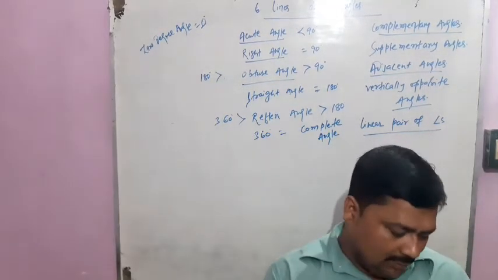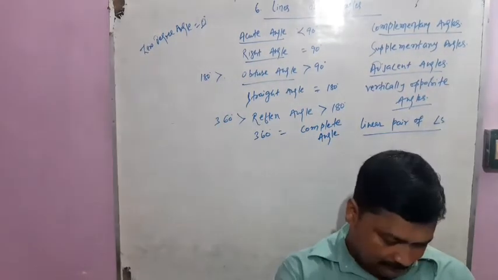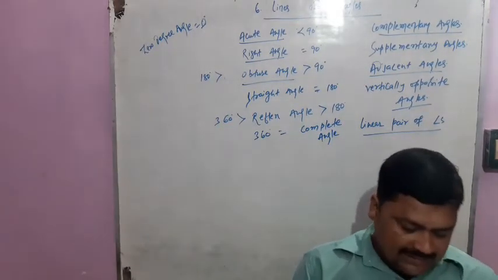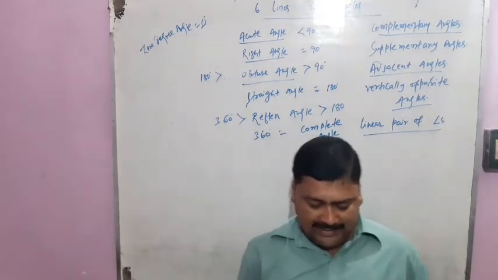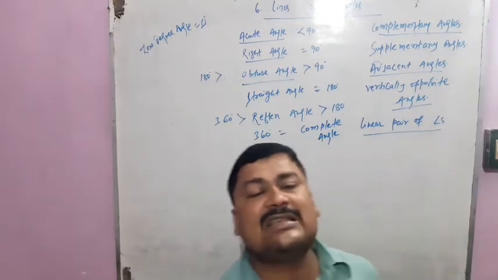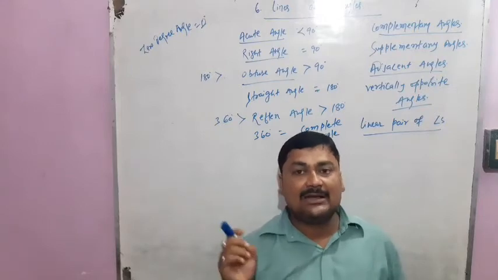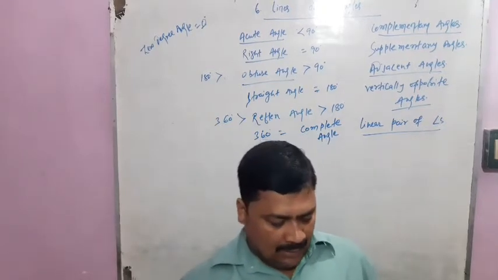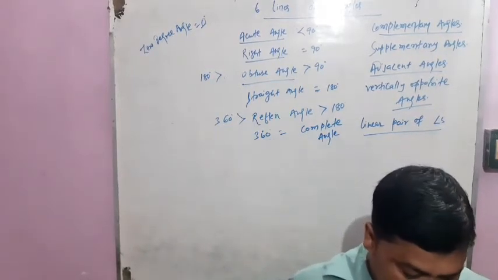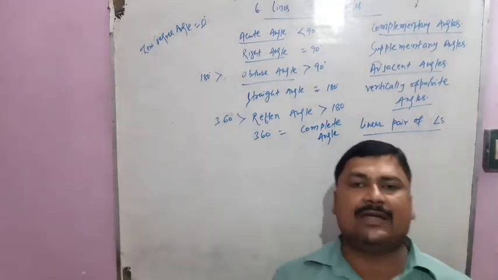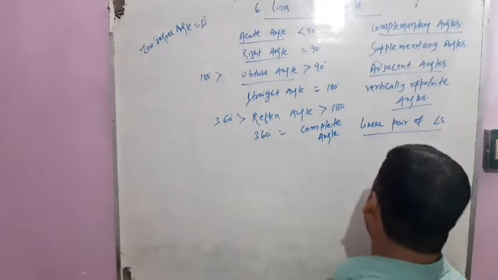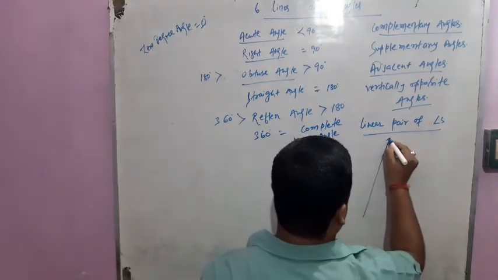So, in your NCERT book, the first axiom is given here. If a ray stands on a line, axiom means such statements in math that we cannot prove but they are true. They are true but we cannot prove them. So if a ray stands on a line, then the sum of the two adjacent angles so formed is 180 degrees. Suppose you are a ray standing on a line, it is an axiom.